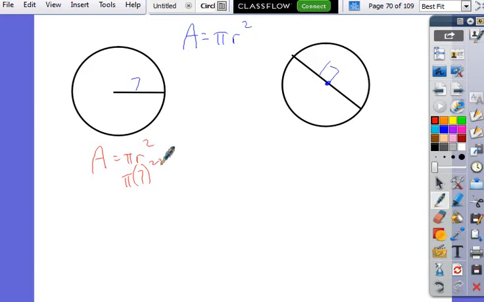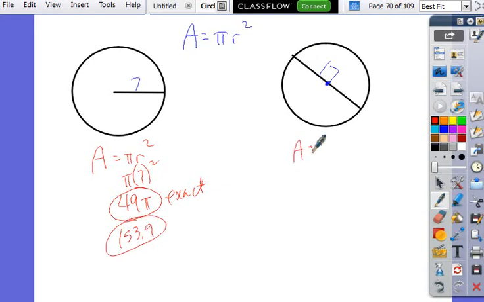If I want the exact answer, do the numbers, put pi behind it. So 49 pi. If I want the decimal version, I would just multiply that out. 153.9. And you get that. When I come over here, same formula.